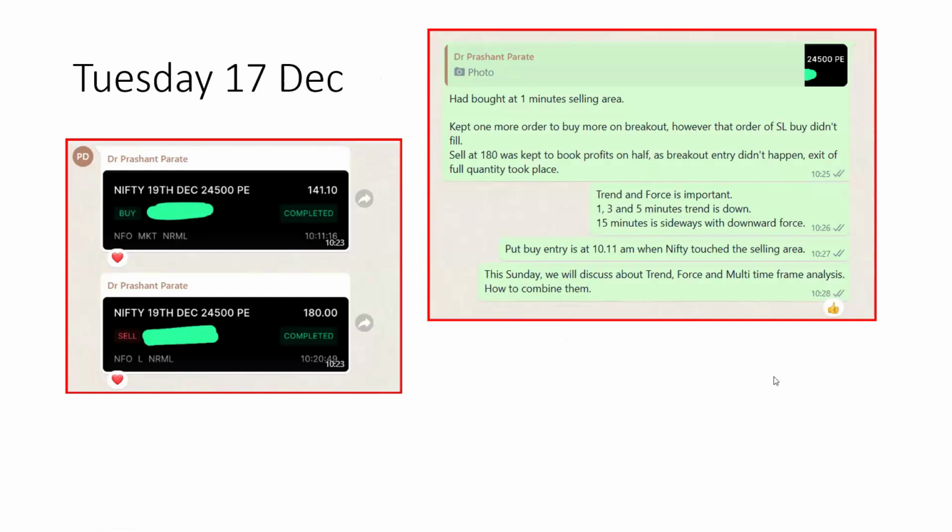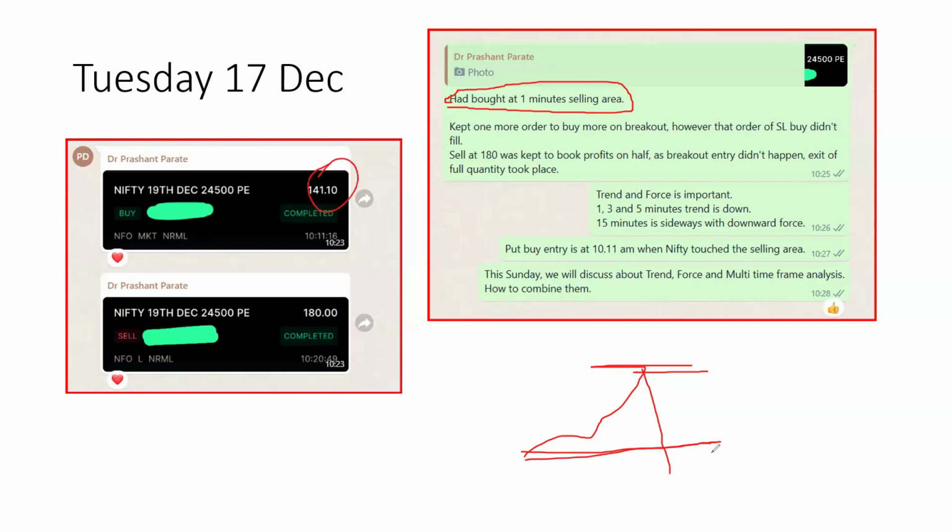On this day, what happened? I had bought at the 1-minute selling area. So I bought the put, and price went into the 1-minute selling area. At that time, I planned to buy again when prices fall below this. I wanted to buy further more puts and had placed an order to buy more puts, but that order was not executed. So here my stop loss was small and 141 was my entry.